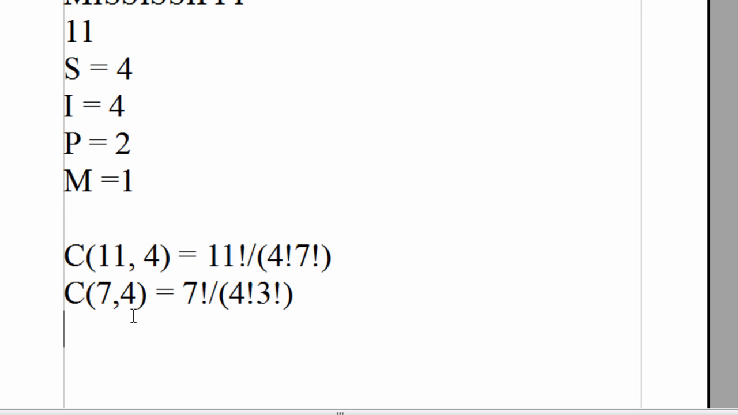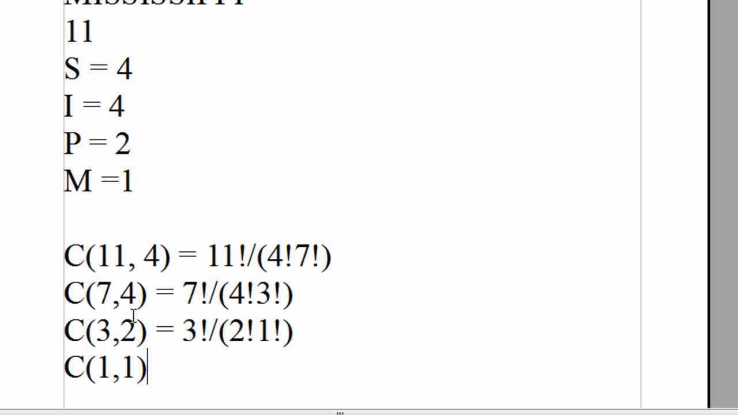Now we're going to find out where we can place our P's. So we're taking the combination. We now only have 3 spots left, and we have 2 P's. So we're taking the combination of 3 choose 2. This is going to be 3 factorial divided by 2 factorial times 1 factorial, because there's only 1 spot left. And now to place the M, there's only 1 M left, so it's going to go in the last remaining spot, which is the combination 1 choose 1, which is obviously going to give us 1.